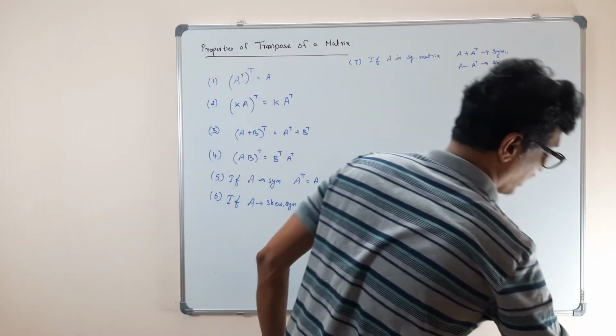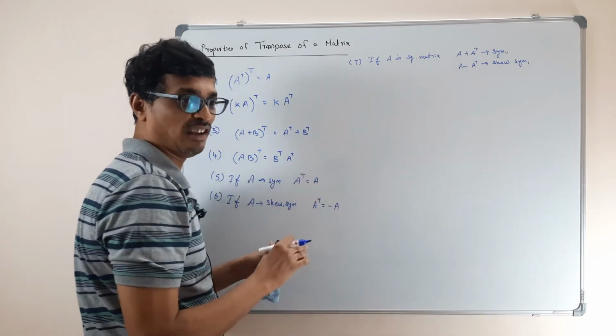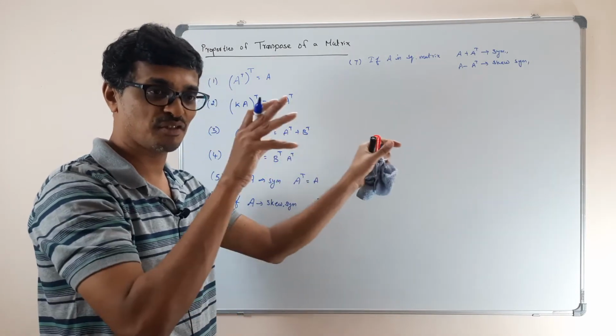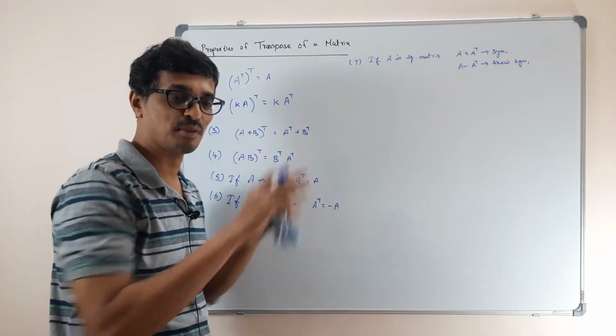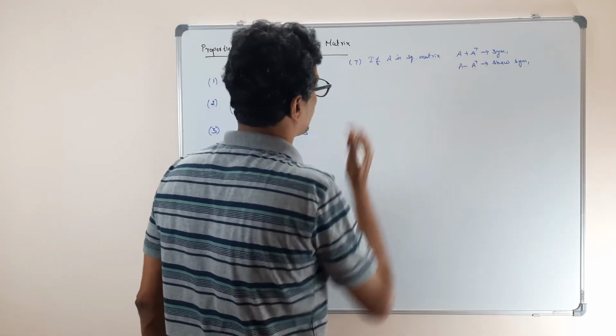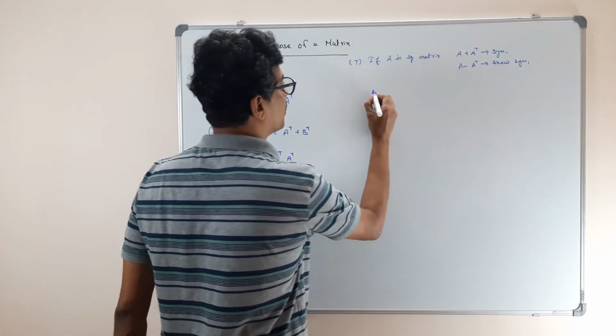Okay, and this is very interesting. Using this property, you can show that any square matrix can be written as a combination of a symmetric and a skew symmetric matrix. Let us try to see this with an example. What is your favorite example?